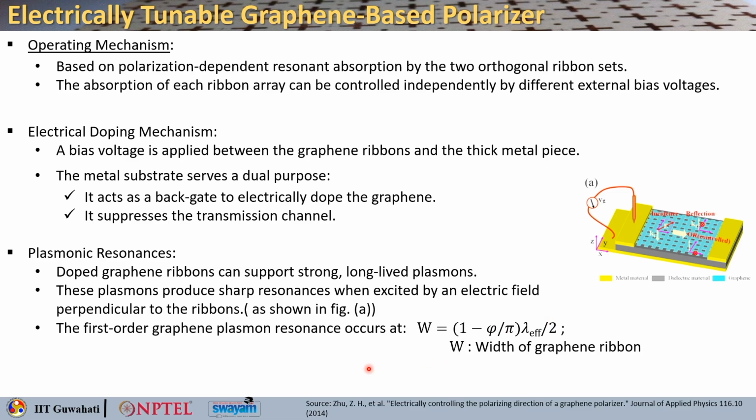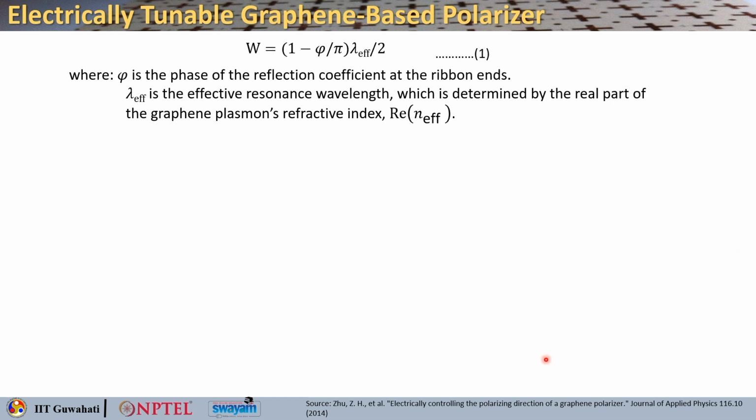So, you can estimate the first order graphene plasmon resonance to occur at W equals (1 minus phi by pi) times lambda effective by 2. This is basically the resonance condition. Here W is the width of the ribbon, and then there are two other terms. Phi is basically the phase of the reflection coefficient at the ribbon ends.